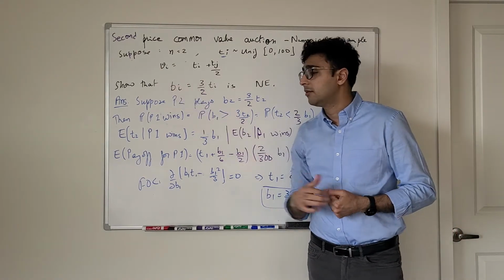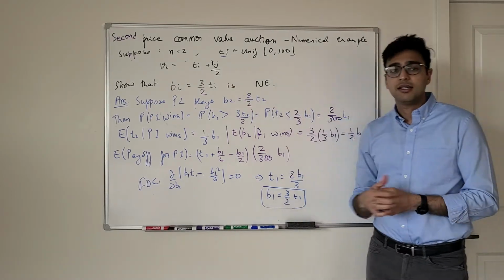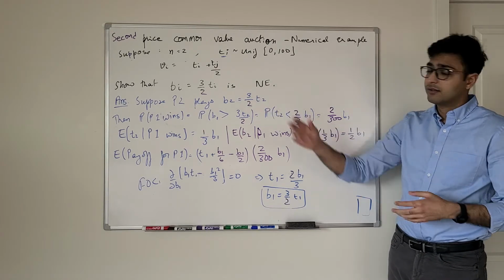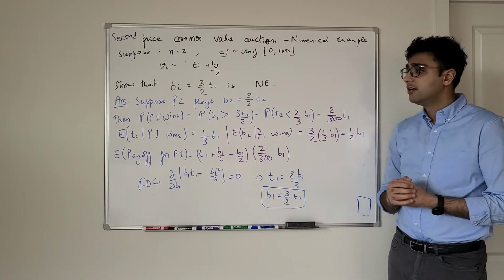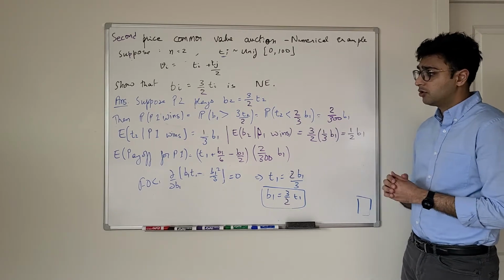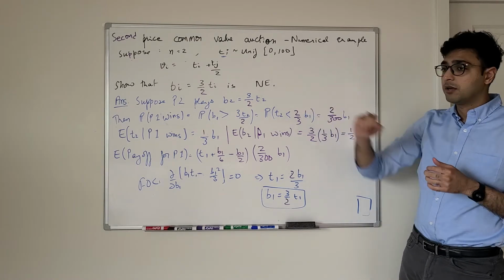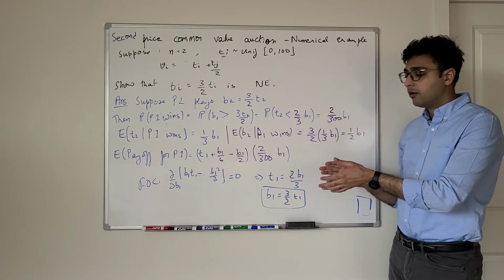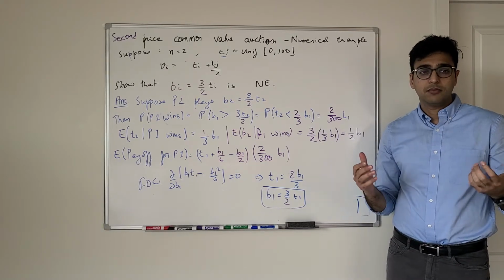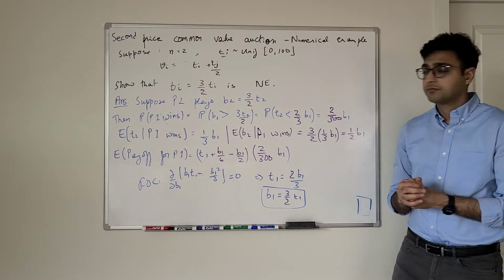And we want to show that Bi, which is your bid, is going to be 1.5 times Ti, and that is a Nash equilibrium. If player 2 plays that, then player 1 would best respond by playing that, and if player 1 plays that, then player 2 would best respond by playing that. That's what we want to show. And again, we use the same mechanism we always do. We assume that player 2 plays that, we look at player 1's payoff function, and then using first order conditions, we show that player 1 would best respond by playing the same function.